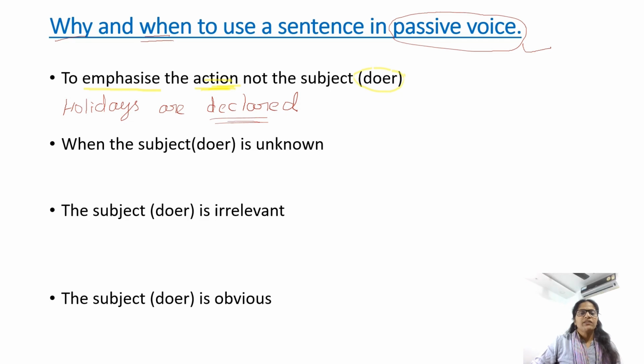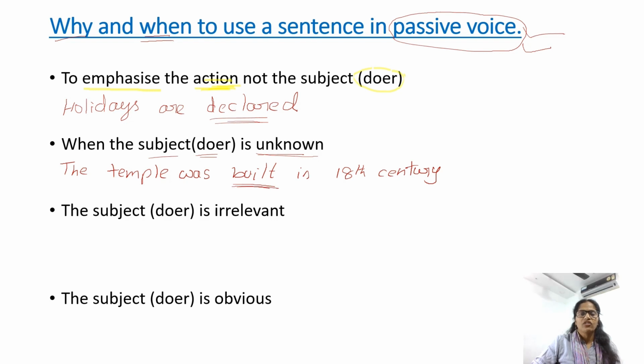We use passive voice when the subject is unknown, when we do not know who does that particular work. For example, the temple was built in the 18th century. We do not know who built that particular temple. We do not know who did that action. Right? So in such cases, we should use the passive form rather than active voice.